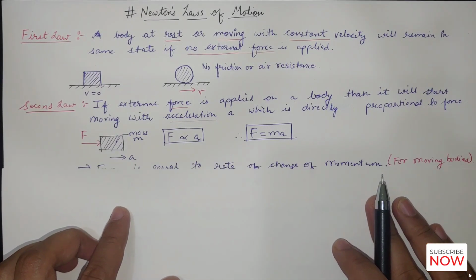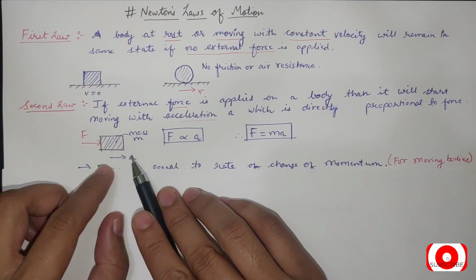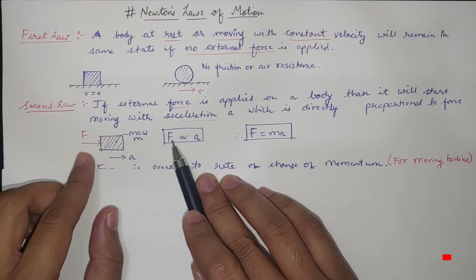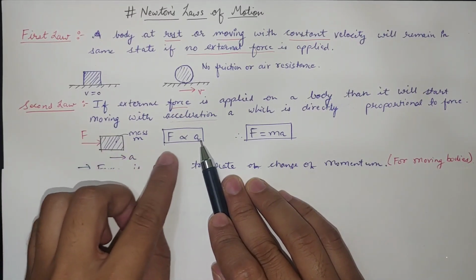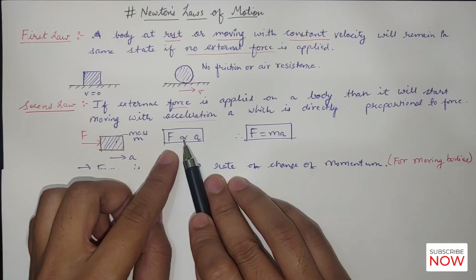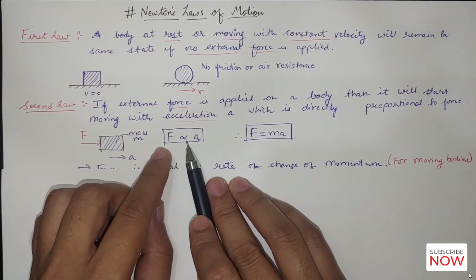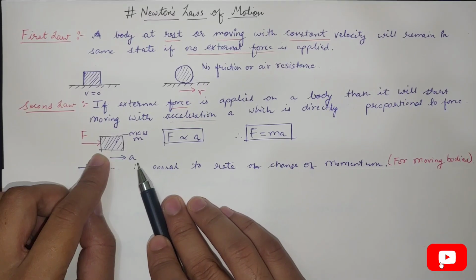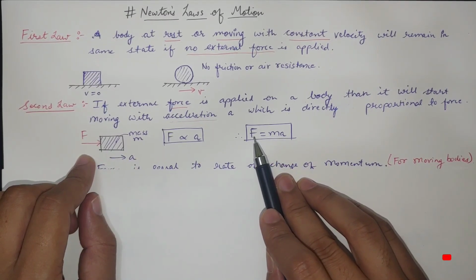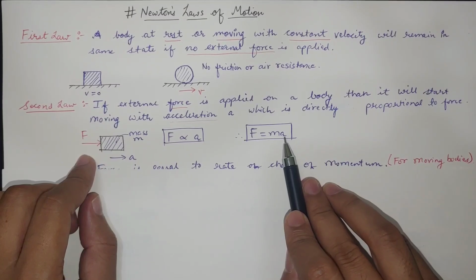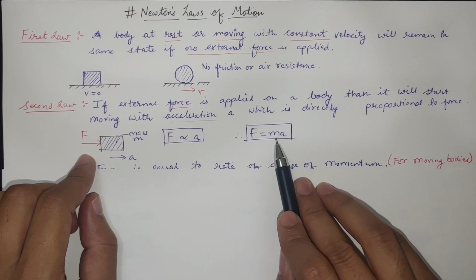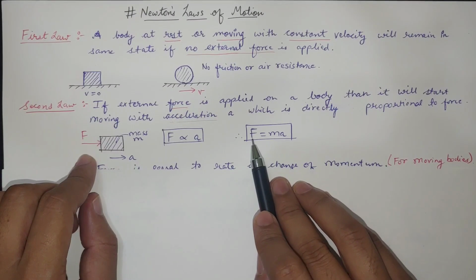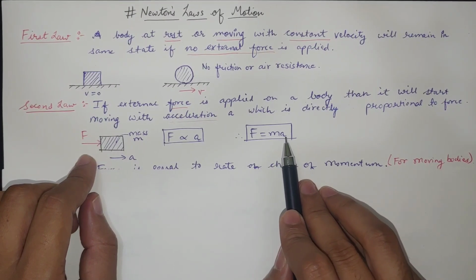Now if you see, this body is having acceleration a because of this force F. So by this law, F is proportional to a. Now if you want to remove this proportionality, there must be a constant, and that constant is the mass of this body. So for each and every mass there will be a different acceleration for the same force. So F is equal to ma, and if you want a particular acceleration, then for bodies with different masses, we have to give different amounts of force. So F is equal to ma.